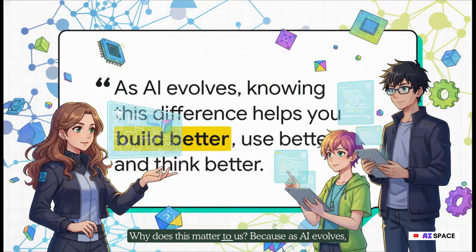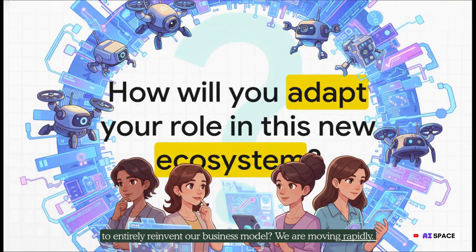Why does this matter to us? Because as AI evolves, knowing this precise difference gives you a massive strategic advantage. It allows you to use software more effectively by understanding its actual limits. More importantly, it directly impacts overall corporate strategy. Executives have to decide, do we just need to automate a few narrow tasks to save some time, or do we need to invest in a fully autonomous system to entirely reinvent our business model? We are moving rapidly, literally lightning speed, toward a world powered by these agentic AI systems.